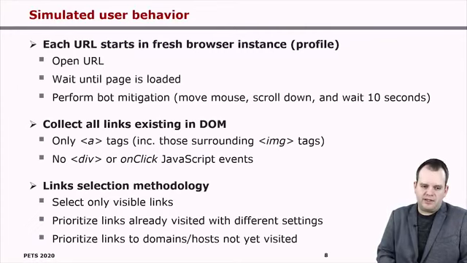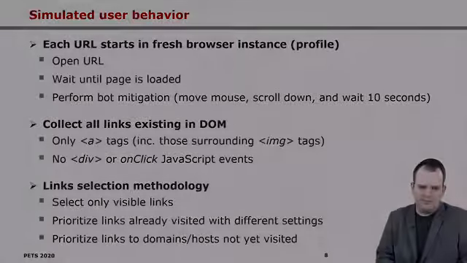We try to prioritize the links that have already been visited on that website with a different setting. So for example, when we're already on the website and we already visited the link to a.com with the never setting, we now try to prioritize this link with the always setting. And we try to prioritize links that point to domains and hosts that were not yet visited, which means we try to maximize the number of different domains and hosts in our crawl. And which results we achieved with that is something Martin will now explain.